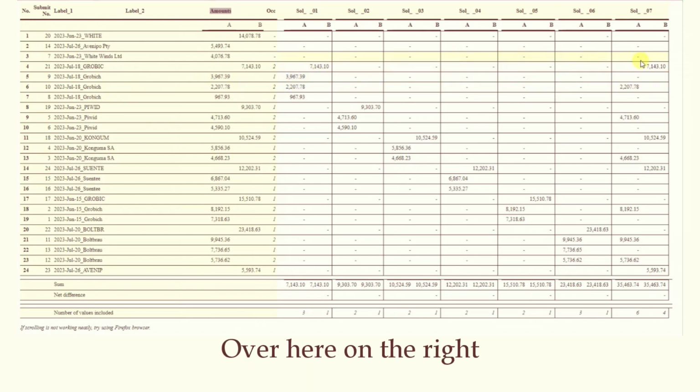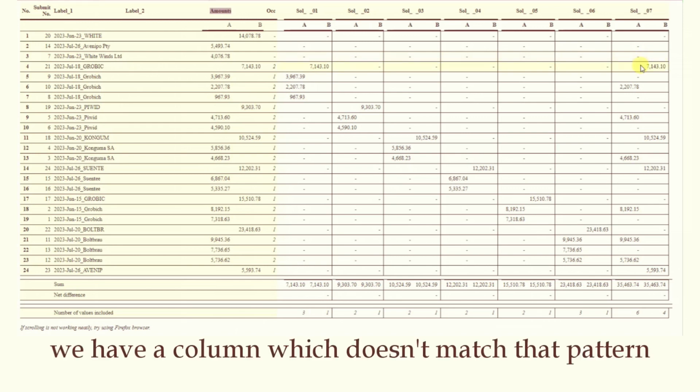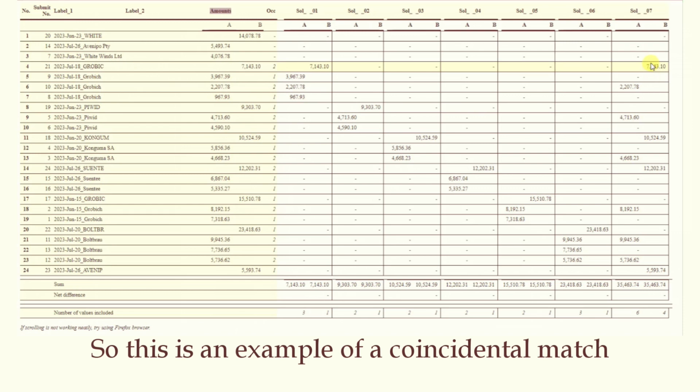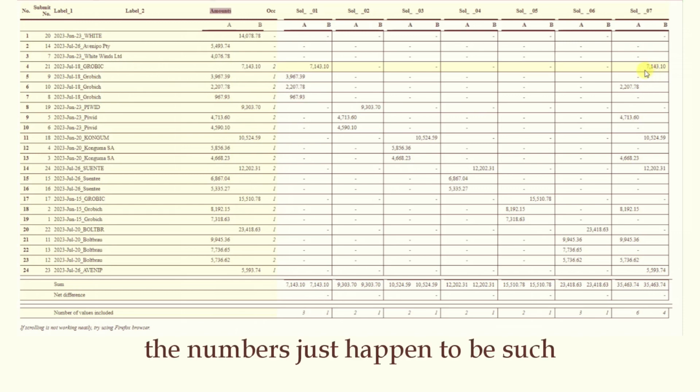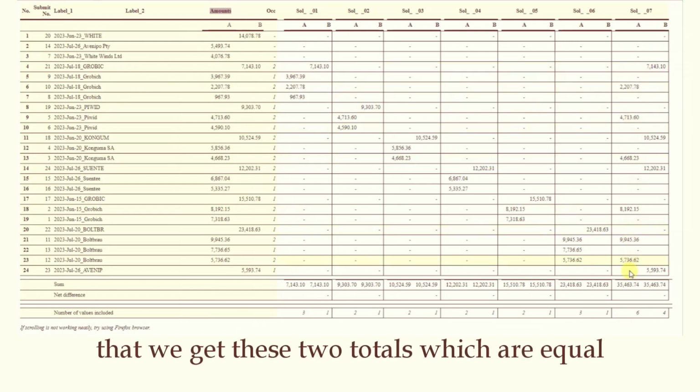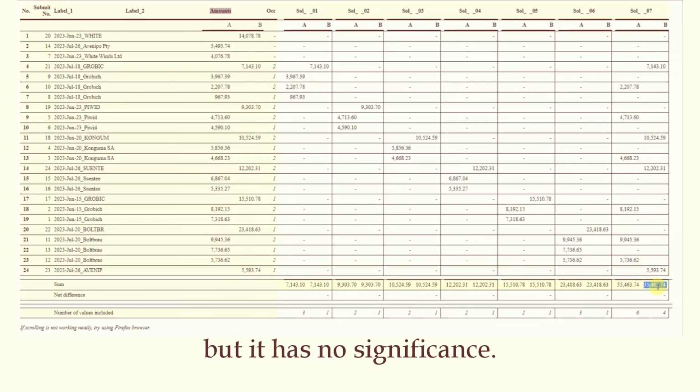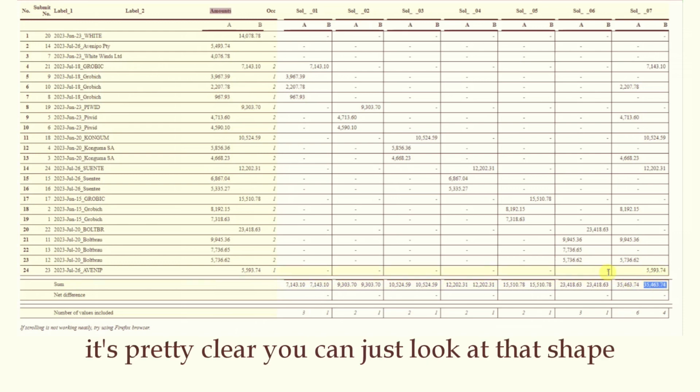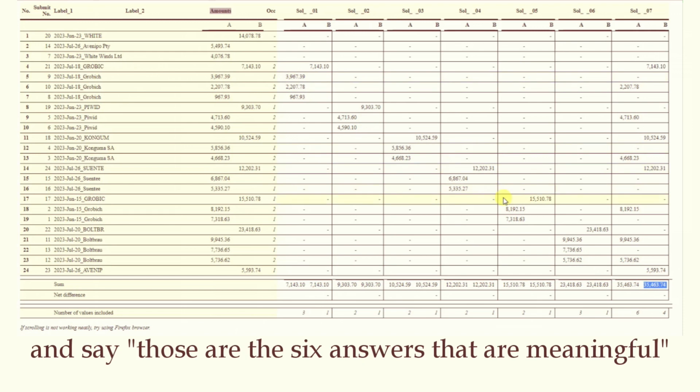Over here on the right, we have a column which doesn't seem to match that pattern. So this is an example of a coincidental match. The numbers just happen to be such that you can get these two totals which are equal, but it has no significance. In this example, it's pretty clear. You can just look at that and say, right, well, those are the 6 answers that are meaningful.